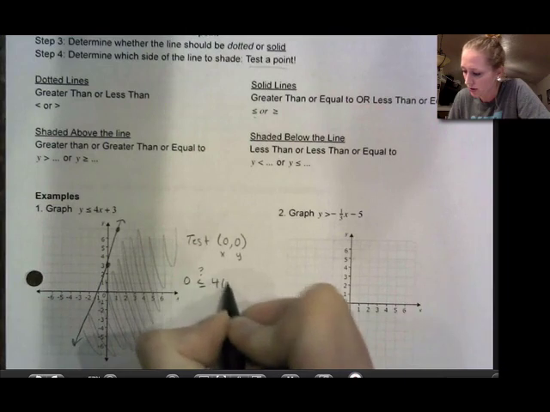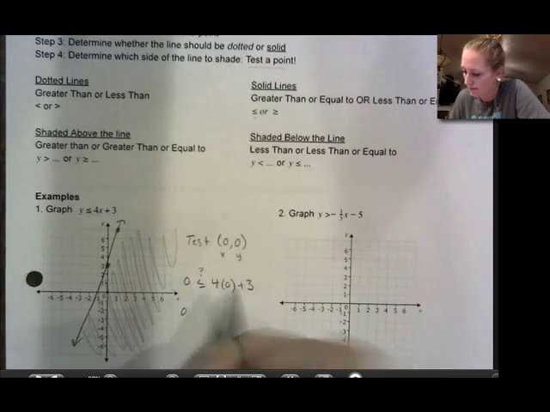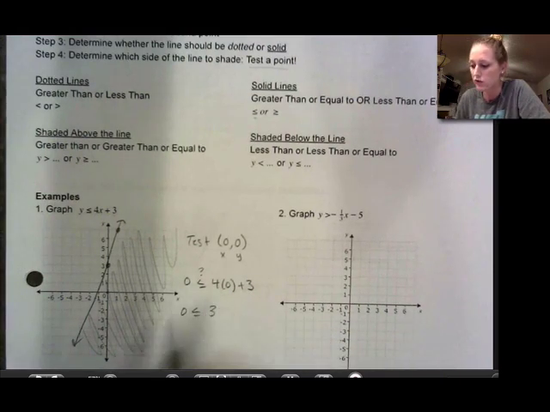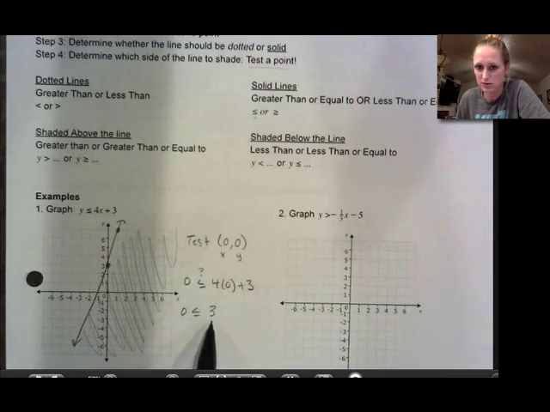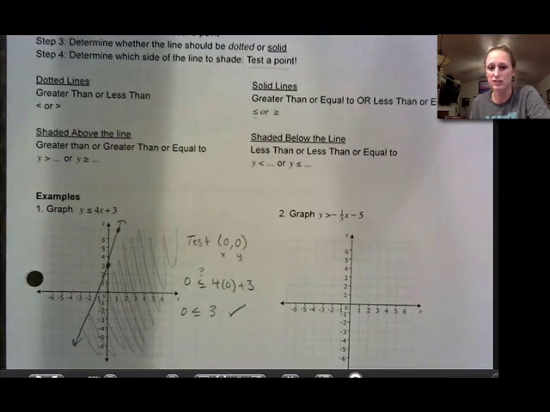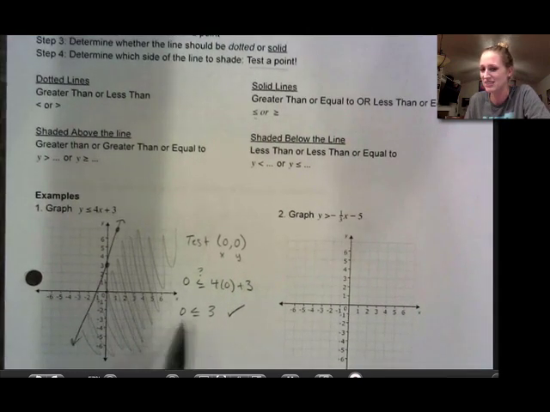I'm checking this. 4 times 0 plus 3. 4 times 0 is 0, plus 3 is 3. So is 0 less than or equal to 3? If it's true, which this one is, I shaded the correct spot. If I pick a point that's in my shaded region and I get something that's not true, I shaded the wrong side. So that's just another good way to check.